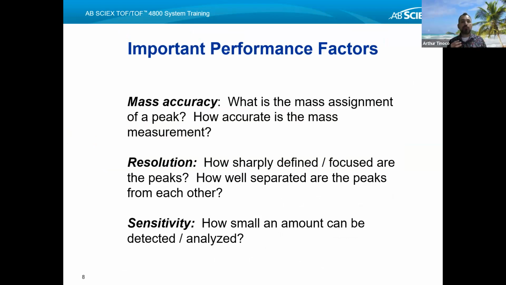So there are a number of important factors we must consider when we're working with this type of mass spectrometer. And so one of those is the mass accuracy. So what is the mass assignment of a peak? How accurate is the mass measurement? The resolution, how sharply defined, focused are the peaks? How well separated are the peaks from each other? And we're going to see that depending on the mode of collection, the resolution can vary significantly. And finally, the sensitivity. How small an amount can be detected and analyzed?